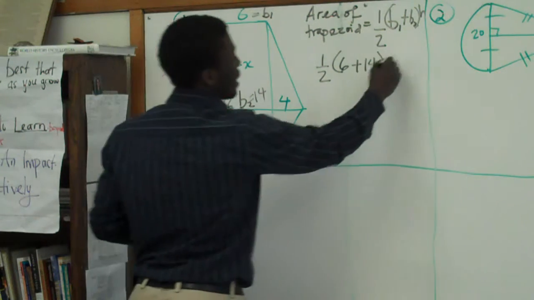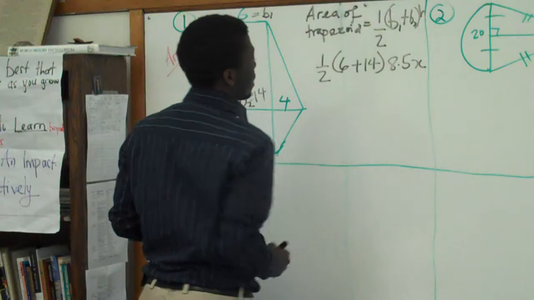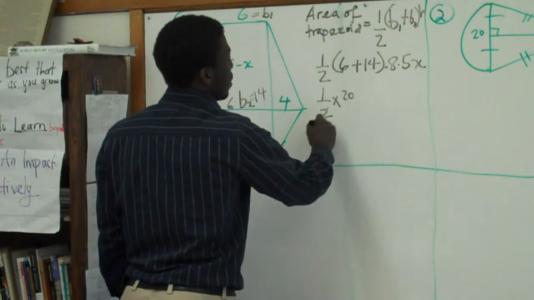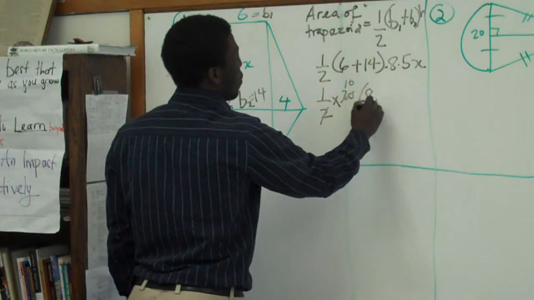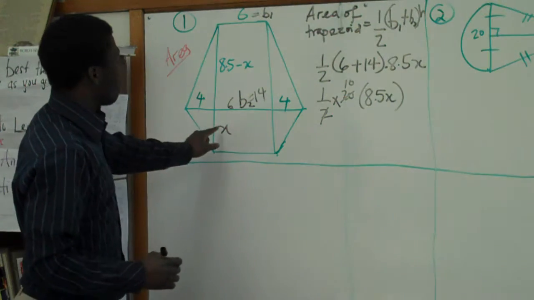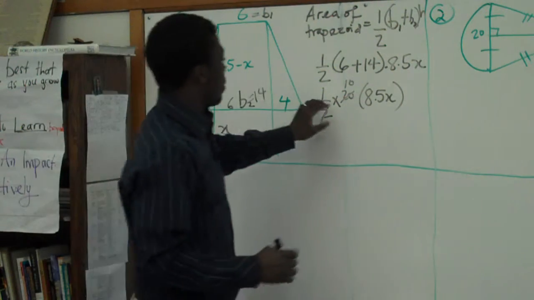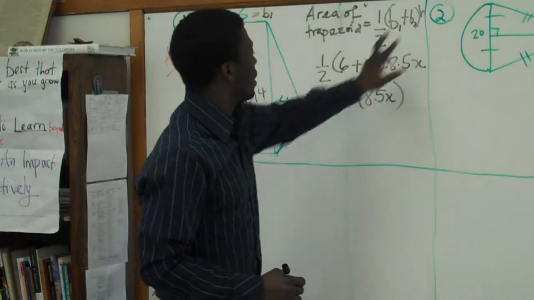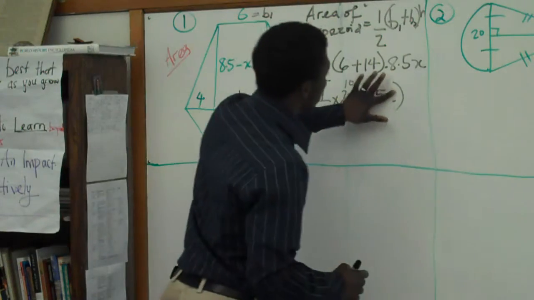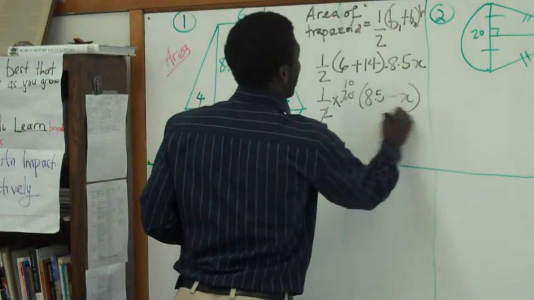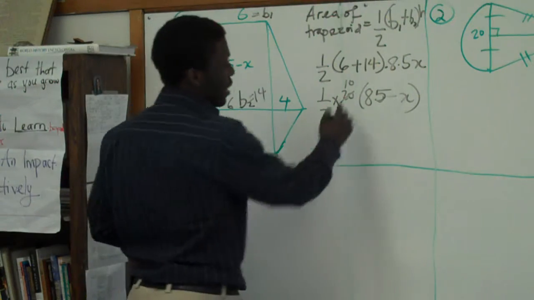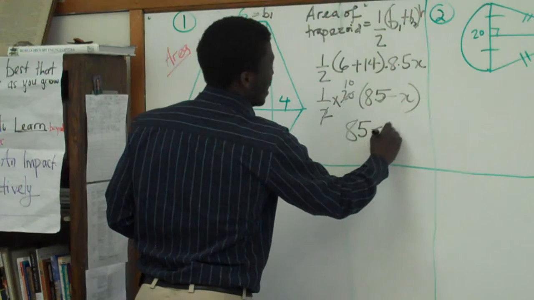And then the height is 8.5x minus x. So that simply becomes half times 20, we have a 10, and then we have 8.5x minus x, and that's the height. By using distribution, we know that 10 goes in and it becomes 85 minus 10x.